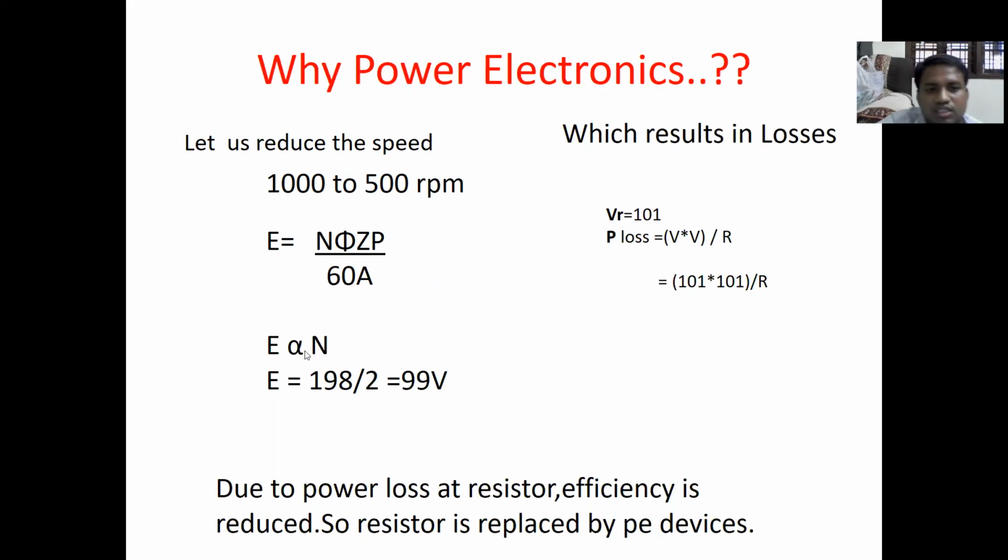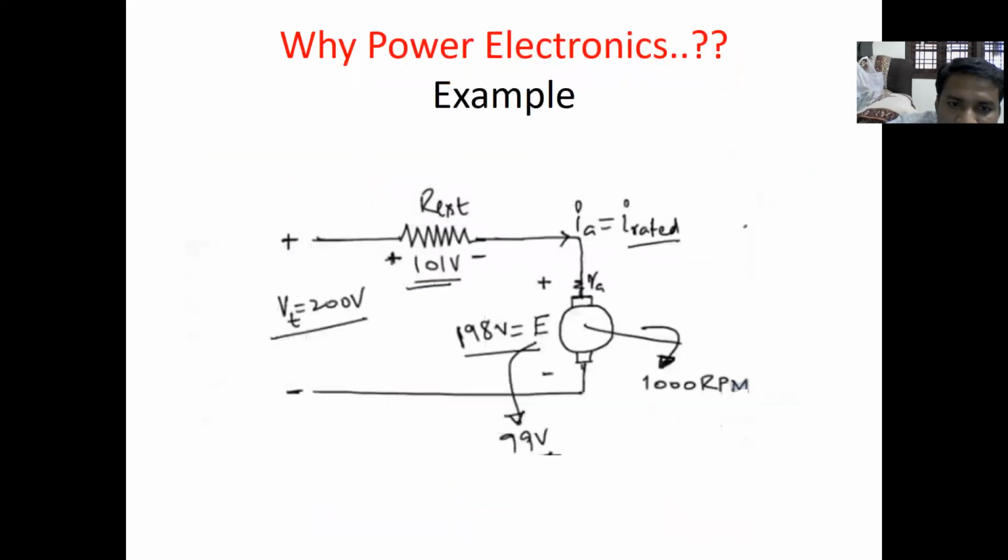Then only, because the speed is 500, I want to make it half. The available voltage is 198. That means I want to make it 99 volts. So 99 volts is what we have to give. The input I'm not going to change, the input is 200, but I want to change that from 198 to 99.